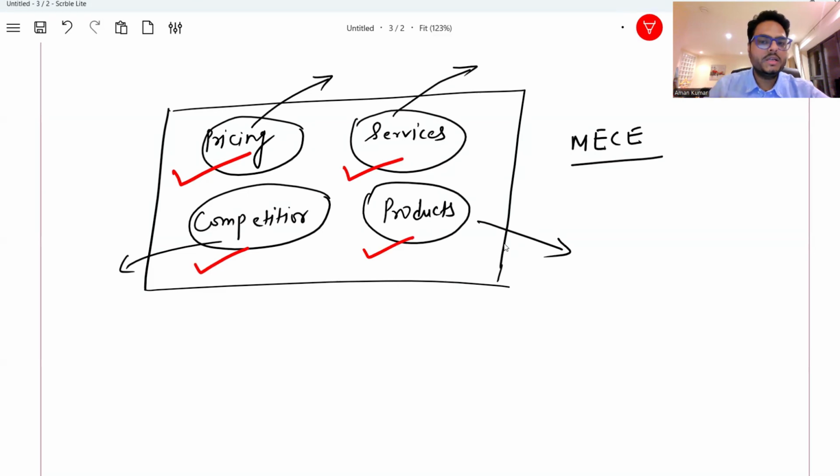What is making my customer churn? This is another important framework, MECE. Remember, this is not applicable only to data science, AI, or things like that. Anytime you want to analyze something, remember the MECE framework. It is going to make your life easy.